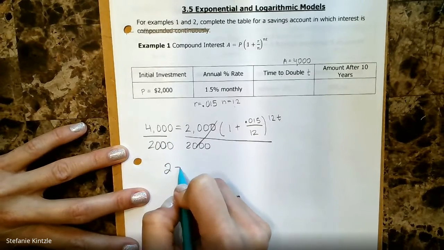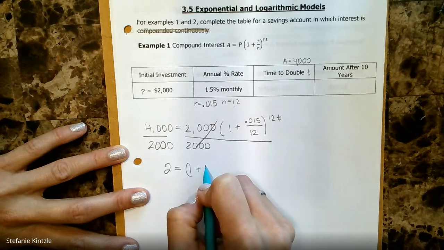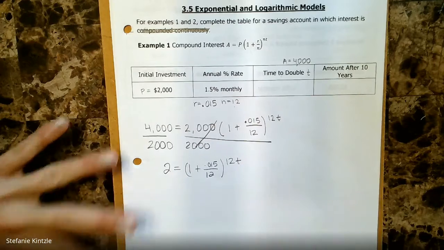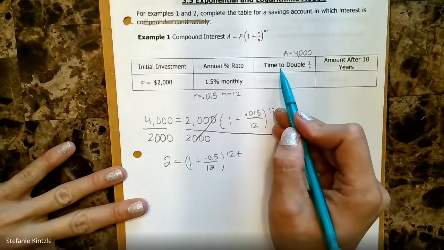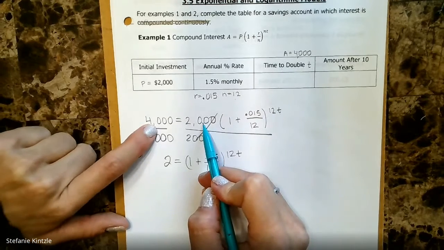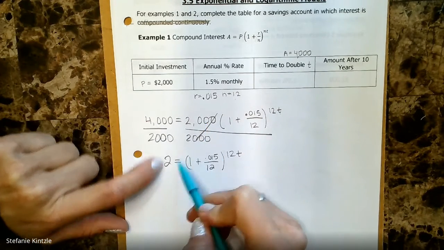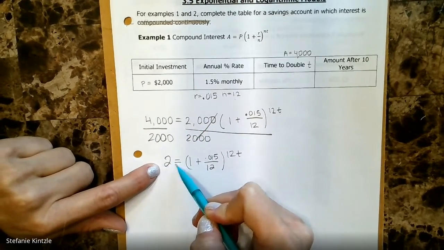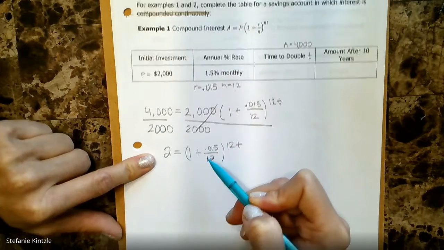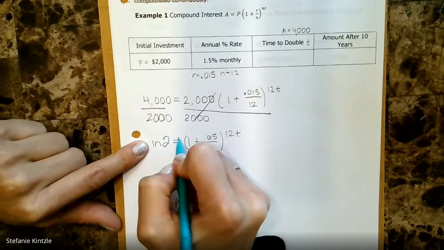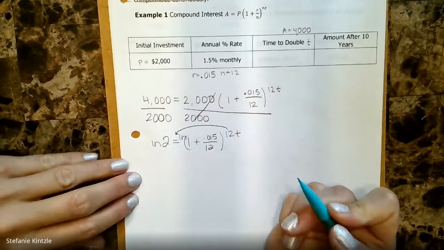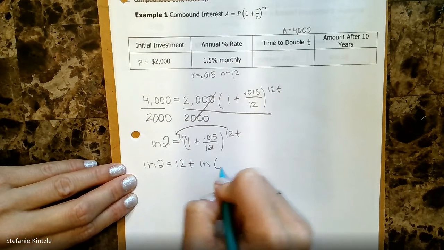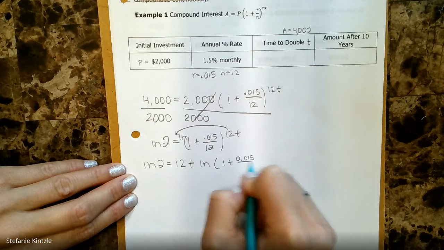And we get 2 equals 1 plus 0.015 over 12 raised to the 12t power. So we just isolated our exponential part. Now, anytime they're asking us for the time to double, this is always going to be double this. So when you divide, you're always going to get a 2 here. So you'll see this happen every single time. You'll get 2 equals and then the exponential part. So then we can take the natural log of both sides and bring down our exponent. So we get the natural log of 2 equals 12t times the natural log of what's in the parentheses.